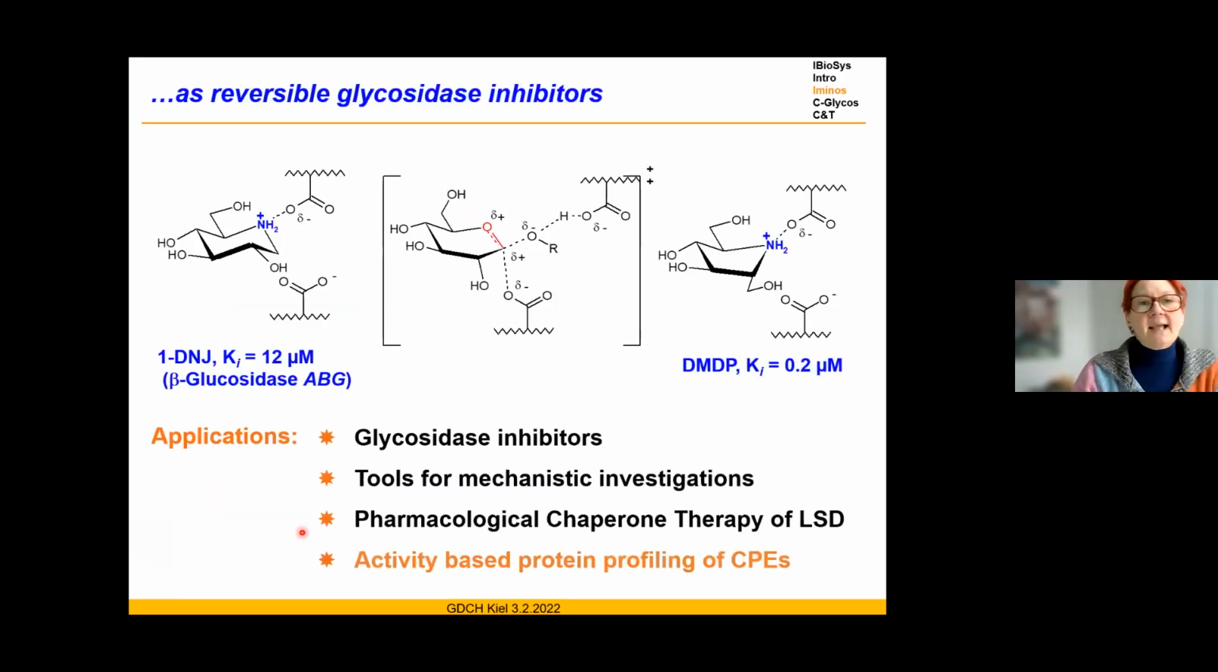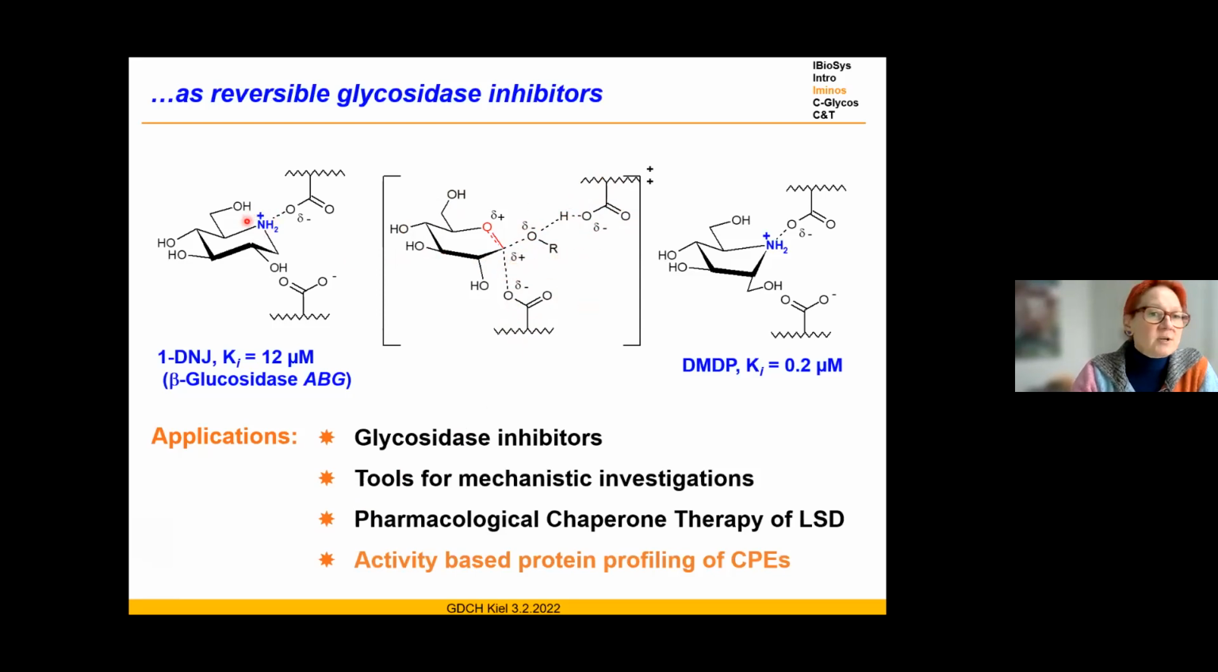Now, how do they act as glycosidase inhibitors? This is shown here. In the middle, you see a natural substrate, a typical glycoside, in the active site of a glycoside processing enzyme with the catalytic acid-base residues here. And with the help of this catalytic acid residue, protonation of the glycosidic oxygen takes place, and with the assistance of the catalytic base, hydrolysis of the glycoside takes place.